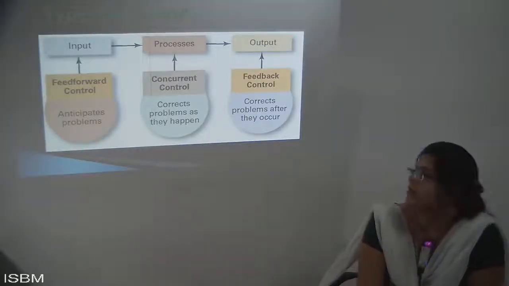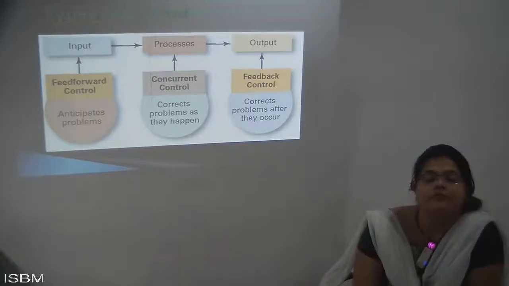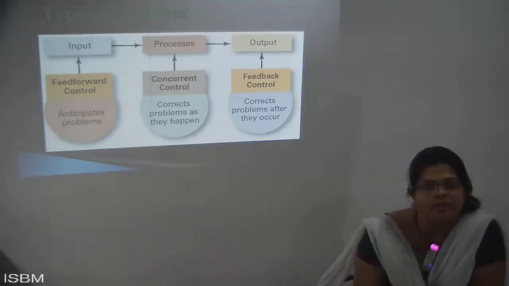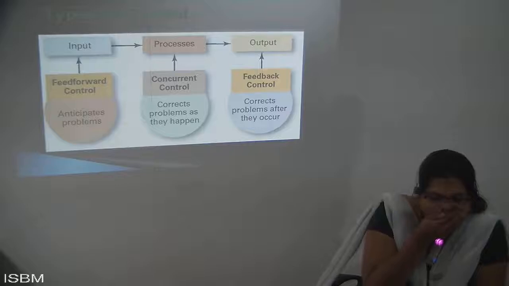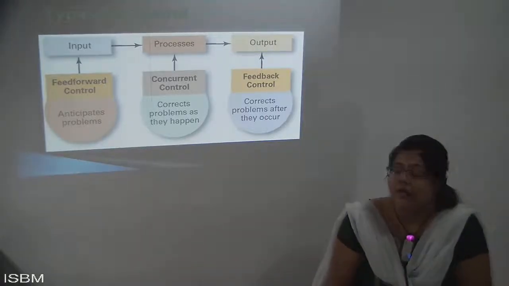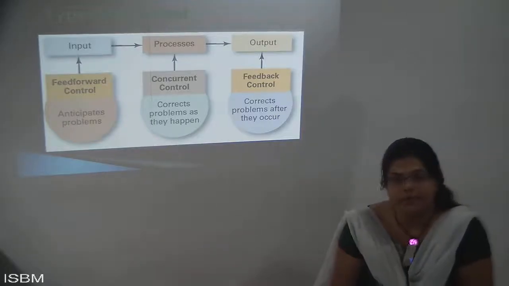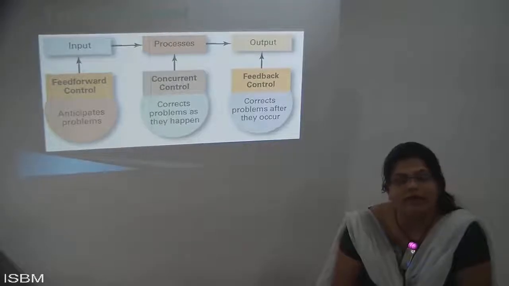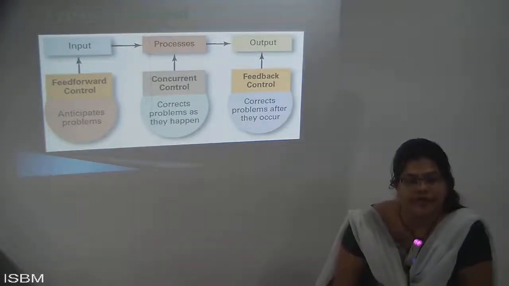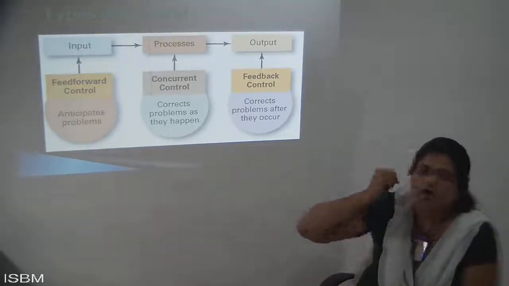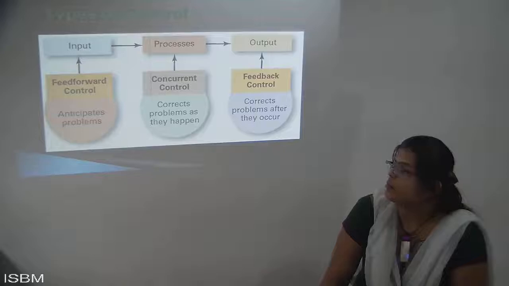Now when we do the types of control, first it is feedforward control. You move forward, and you analyze each and everything there is for the input. So that is why you can anticipate problems. You need to analyze whether it is going in the right direction or the wrong direction. Next is the process, which is called concurrent control, meaning correct the problem as it happens.